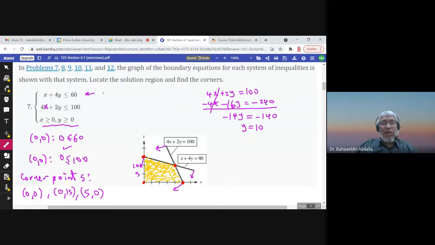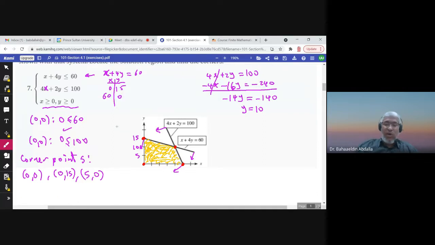For x plus 4y equals 60, if I put x equals 0, y would be 15. So this is 15. And if I put y equals 0, x is 60. Wow, so each one of these is 10, 20, 30, 40. This is the line x plus 4y equals 60. It goes here up to 60.